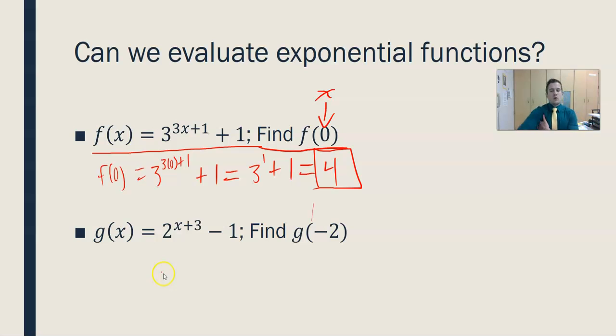Now for this one, if I'm trying to evaluate this function when x is negative 2, I'm just going to plug that right in. 2 to the negative 2 plus 3 power minus 1 is equal to 2 to the 1 power minus 1. 2 minus 1 is 1. So evaluating exponential functions is just plugging in a certain x value. We did this at the beginning of this unit when we were plotting points on an exponential and logarithmic graph. So we followed that same pattern.